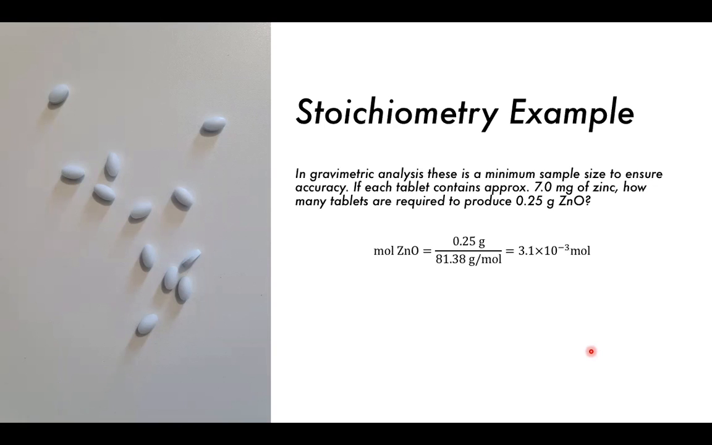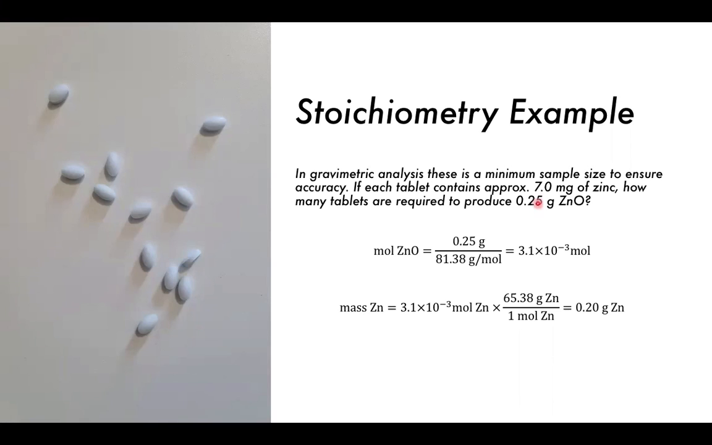So the first thing is we want to know how many moles of zinc oxide are in 0.25 grams. It turns out that there are 3.1 times 10 to the minus 3 moles of zinc oxide in 0.25 grams. We can then use that number of moles to find out the mass of zinc that would be required. That would be 3.1 times 10 to the minus 3 moles of zinc. We would multiply that by the molar mass of zinc, and we would find that we would have 0.2 grams of zinc in that many moles.